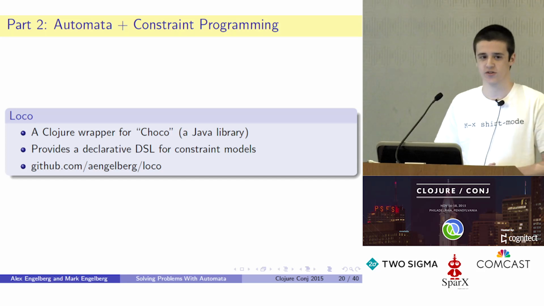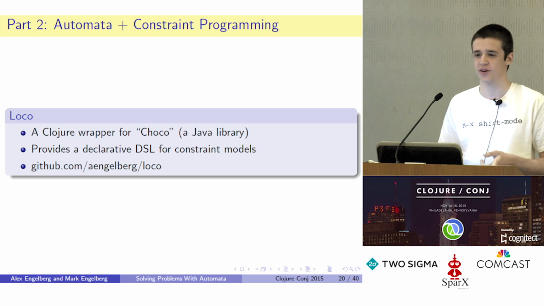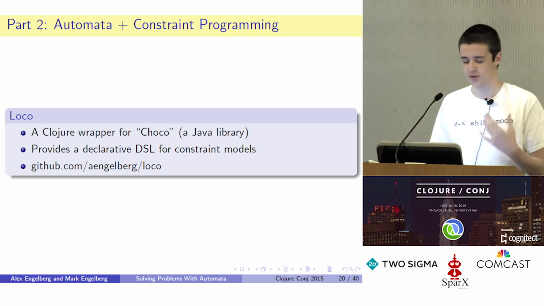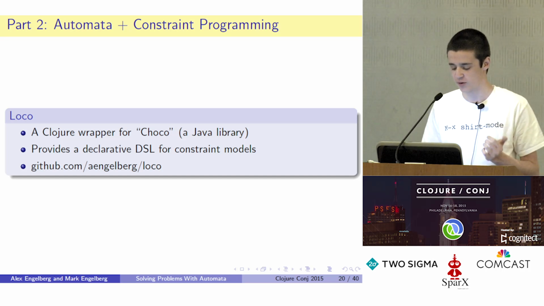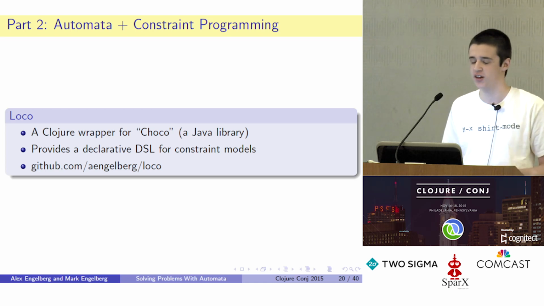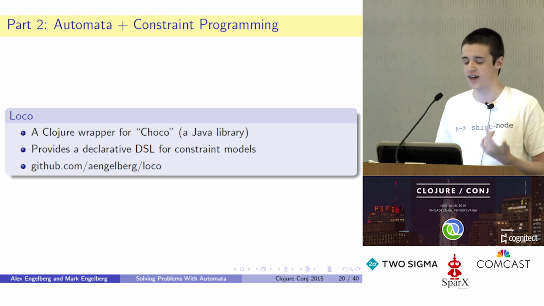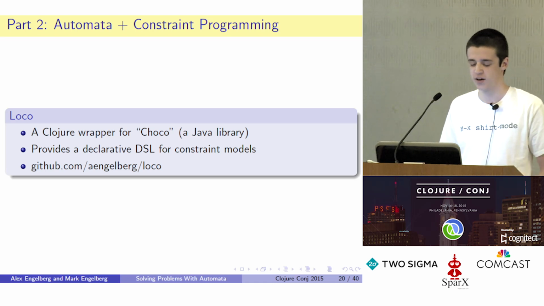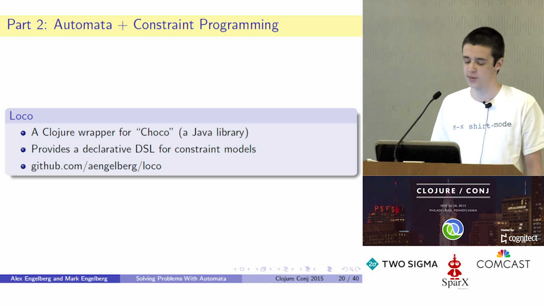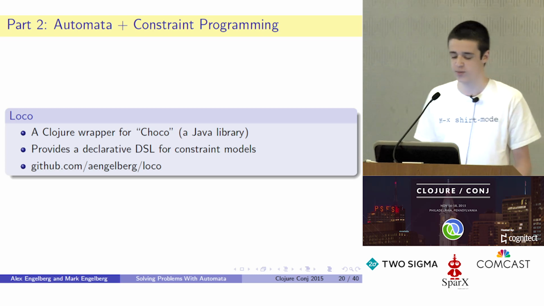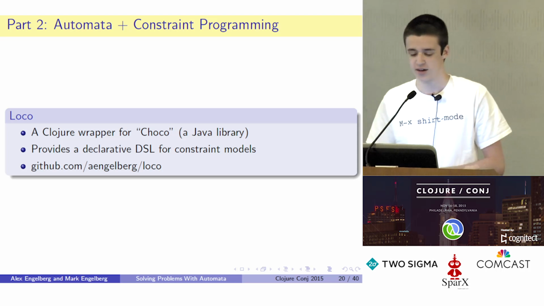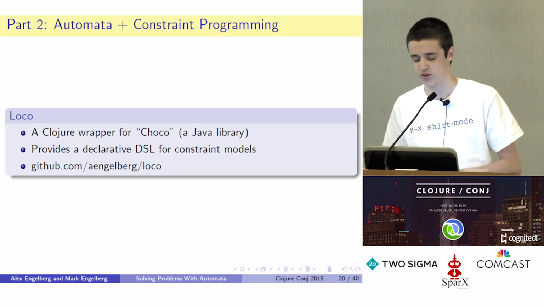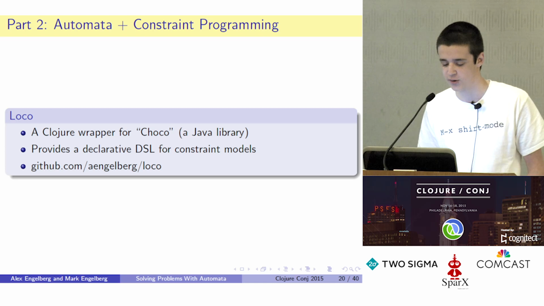So first, how many people here have heard of that term, constraint programming? Okay, cool. It sounds like a lot of you have at least heard that. I first heard about constraint programming in an online discrete optimization course, and I was really fascinated by that concept. So a couple of years ago, I created a library called Loco in Clojure, which is basically a Clojure-friendly front end to a Java library. It's a pretty cool, robust constraint programming library called Choco, which you can also go check out.